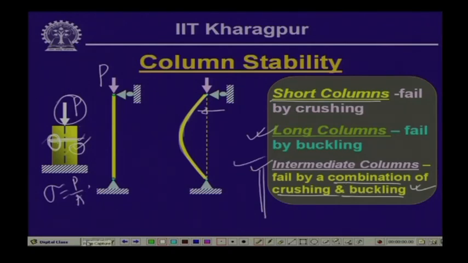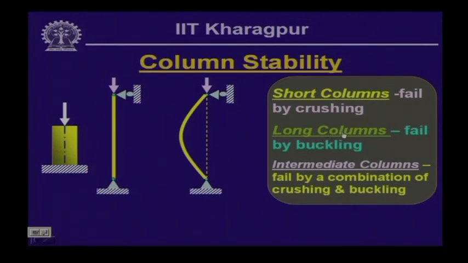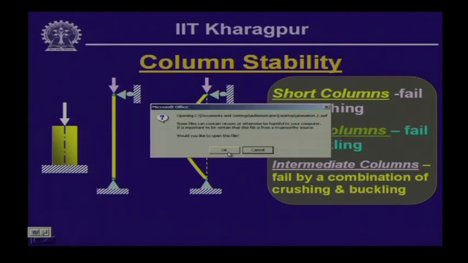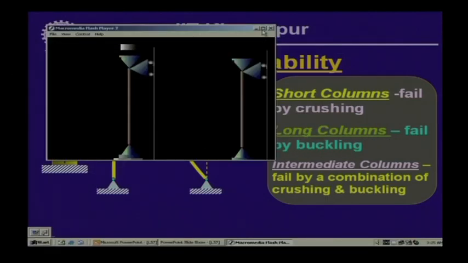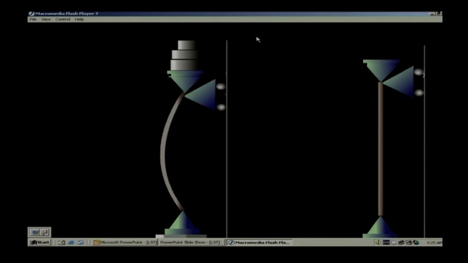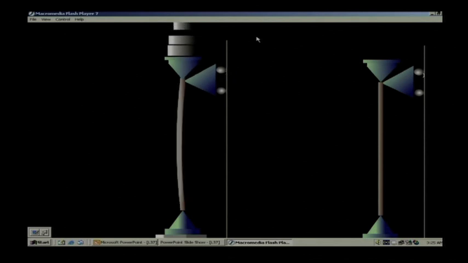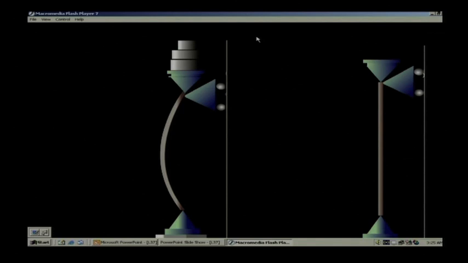Now, if we look into the animation, when the member is subjected to load, as you can see, it is in a straight form. When the first load is added, as you can observe, it is in a straight form. You see, now it is still straight. Now, we have added load, and it is deformed slightly. Now, when you add load further, it goes in an unrestrained manner.